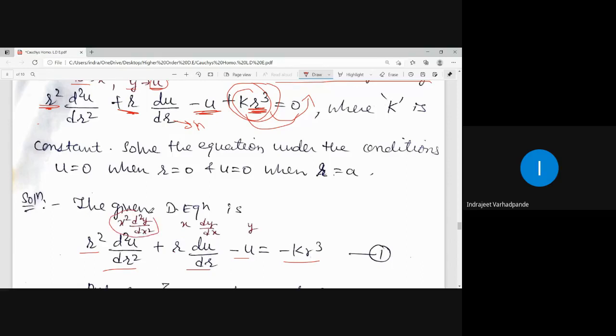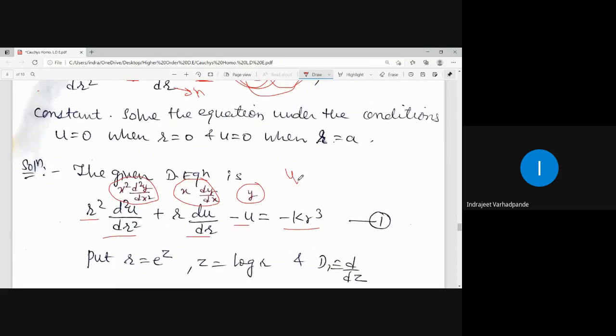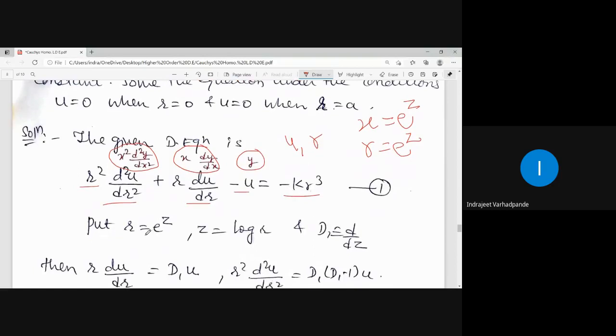Compare with x square d2y by dx square, x dy by dx, y. So the dependent variable is u, the independent variable is r. The substitution is x is equal to e to the power z. In place of x here we have r. So what will be the substitution? r is equal to e to the power z. z is equal to log r. Clear?